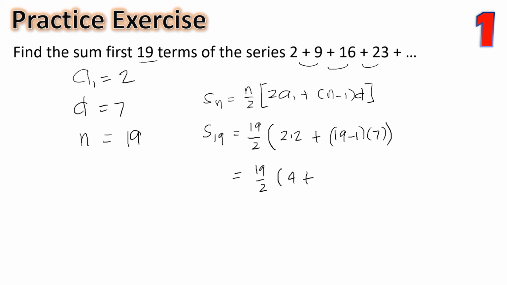That is 126. So we have 19 over 2 times 130. And 130 divided by 2 is 65. Then multiply 19 times 65. That is 1,235.